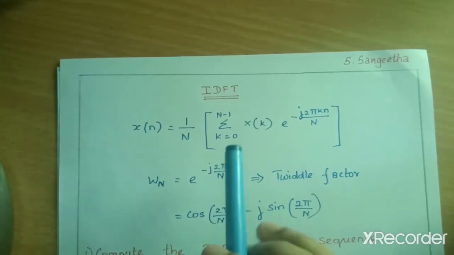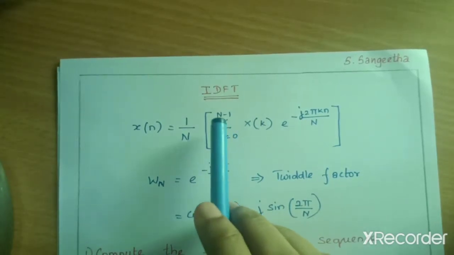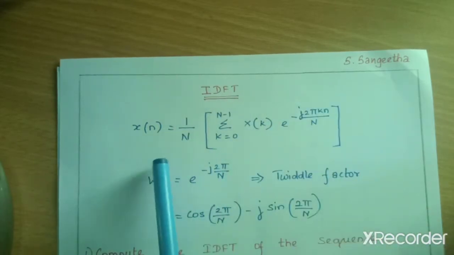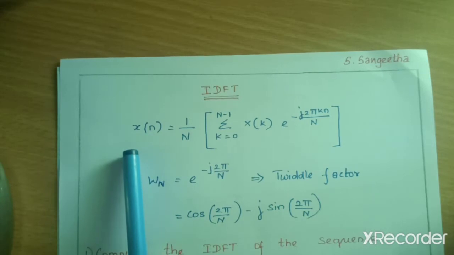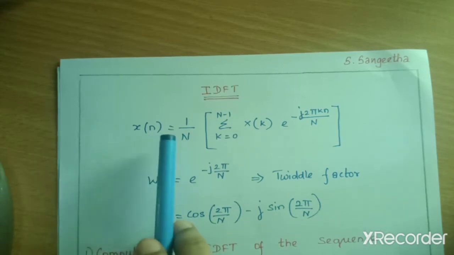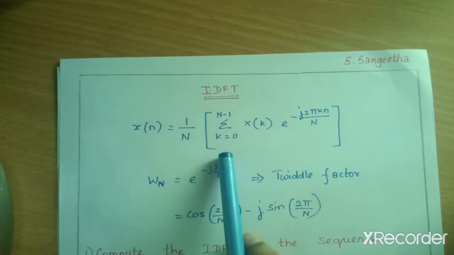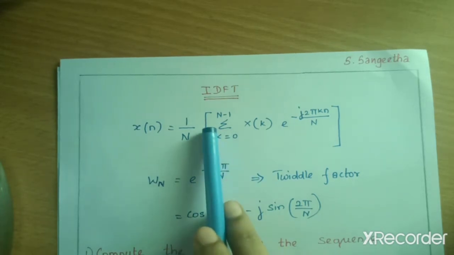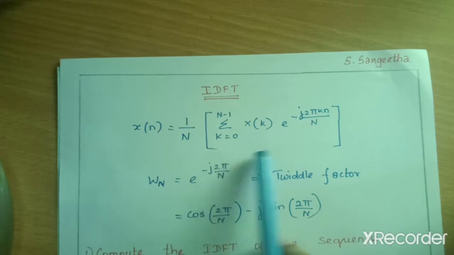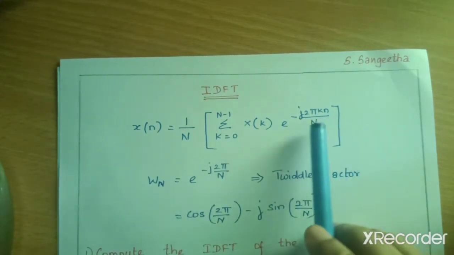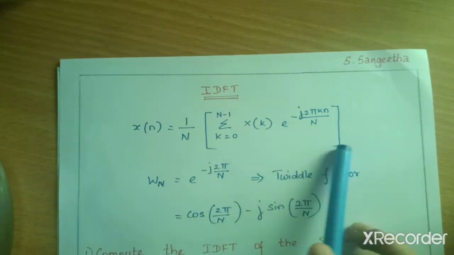Good morning all. Today we are going to discuss the topic inverse discrete Fourier transform. So the formula for inverse discrete Fourier transform is x of n is equal to 1 by N summation of k is equal to 0 to capital N minus 1, x of k e to the power minus j 2 pi k n divided by capital N.